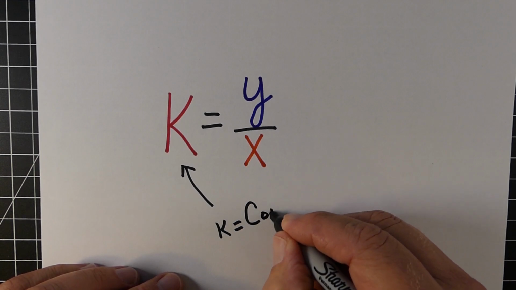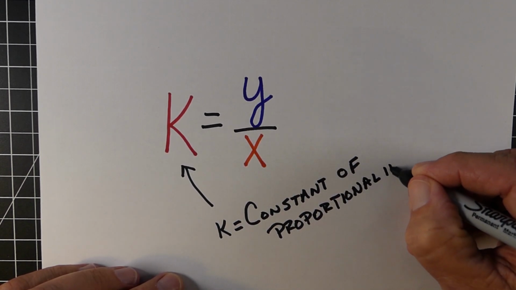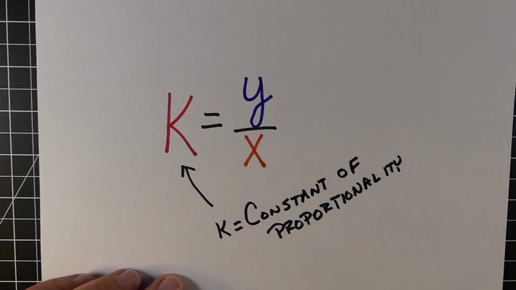I believe it might be like a German word for constant. I'm not 100% sure. But we do know this, k equals the constant of proportionality.